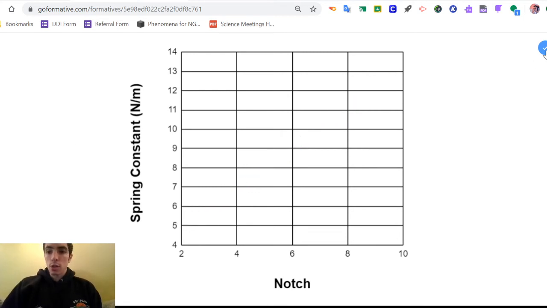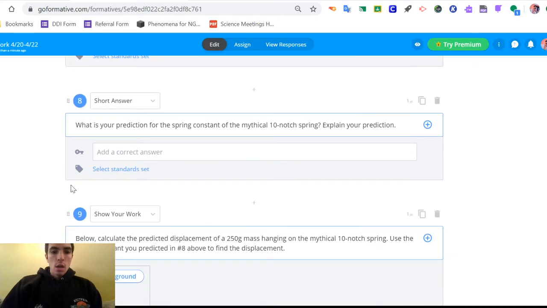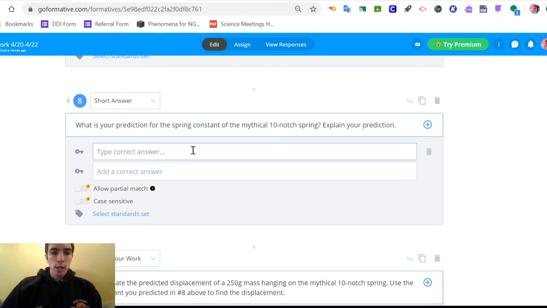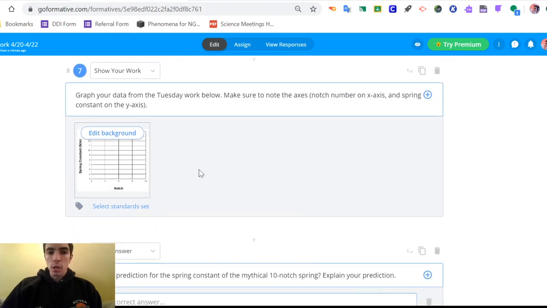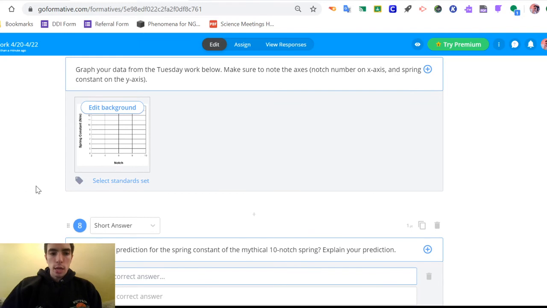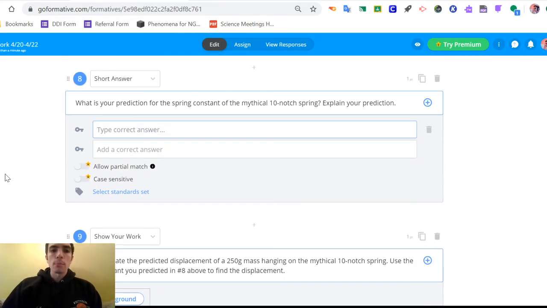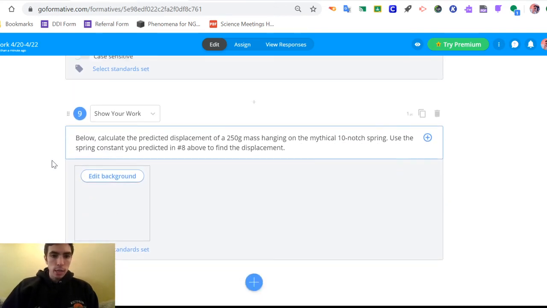Now the next thing that you're doing is explaining and giving your predictions. So for me, I might type, not for my correct answer, but I might type, I think it was going to be 13 newtons per meter because of when I did this linear extrapolation, that's where it looked like my data was heading. Or if the same trend continued out into the 10th notch, then I would predict that it would be 13 newtons per meter, or whatever my data tells me.